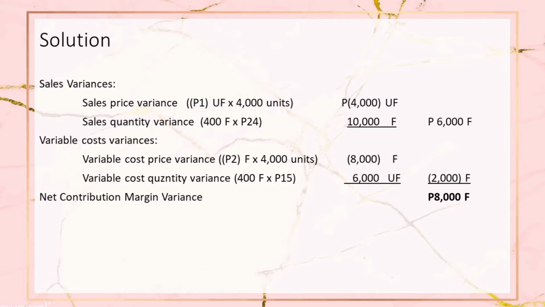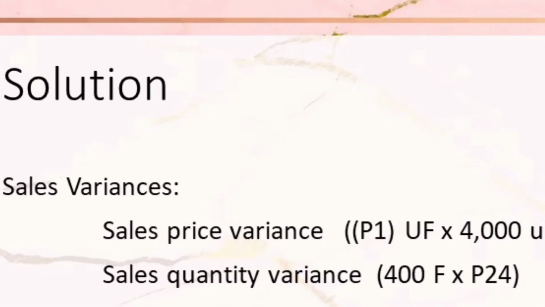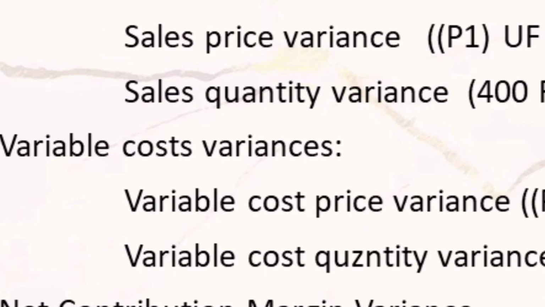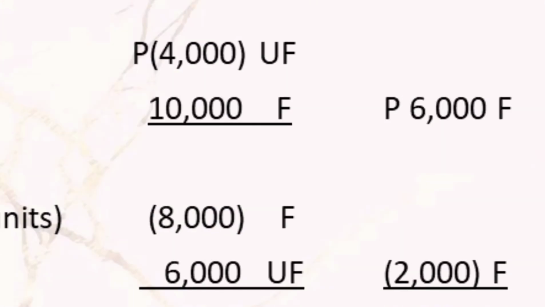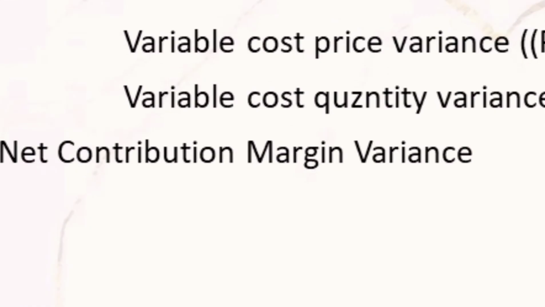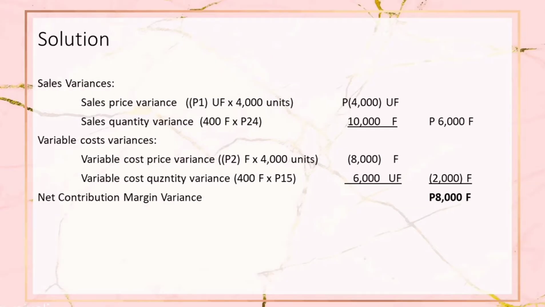So, now, we can easily get the net contribution margin variance. So, we have sales variances of 6,000, which is favorable. Our variable cost variances is 2,000 favorable, also favorable. So, our net contribution margin variance is 8,000 favorable.